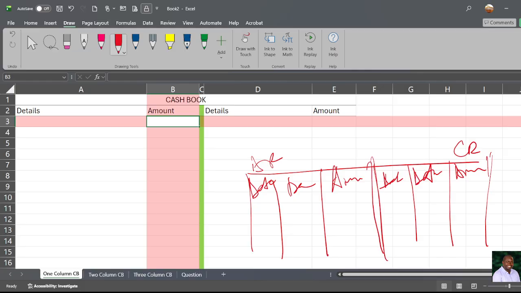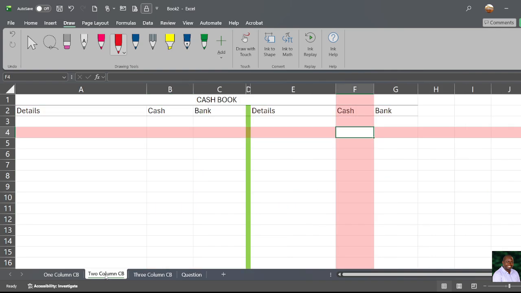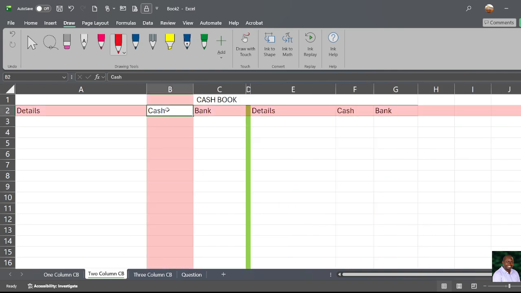So from here, assuming we have a cash ledger or the cash account where we have all those things, that is what we derive to be able to prepare our cash books. So cash books are of three different types. We have the one column cash book. That means it only has one column. There is the two-column cash book that now brings both the cash and the bank columns together.